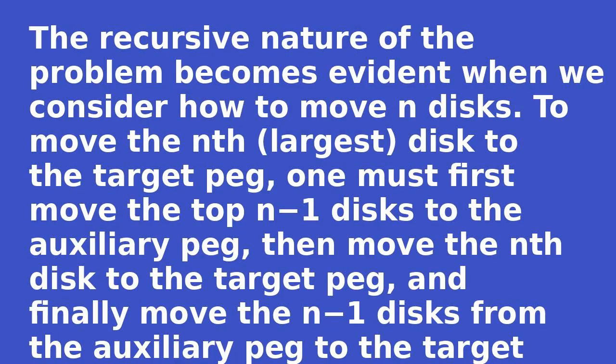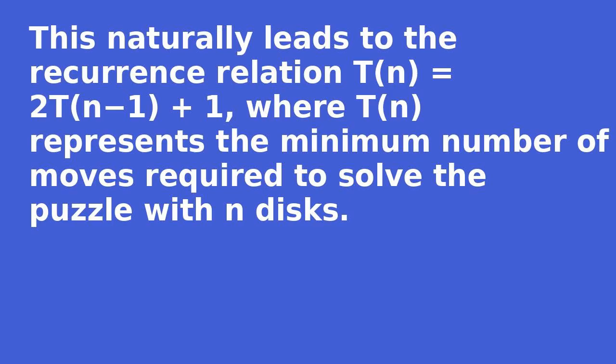The recursive nature of the problem becomes evident when we consider how to move n disks. To move the nth, largest, disk to the target peg, one must first move the top n-1 disks to the auxiliary peg, then move the nth disk to the target peg, and finally move the n-1 disks from the auxiliary peg to the target peg. This naturally leads to the recurrence relation T(n) = 2T(n-1) + 1, where T(n) represents the minimum number of moves required to solve the puzzle with n disks.